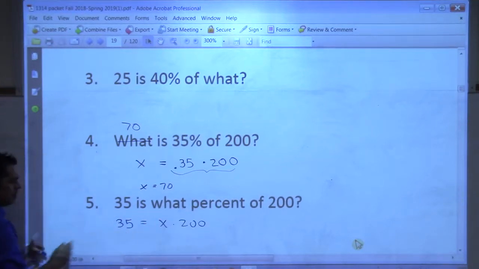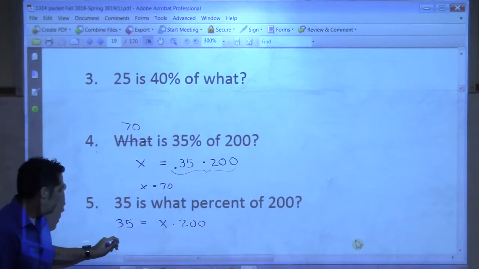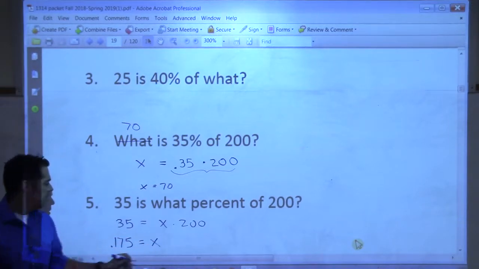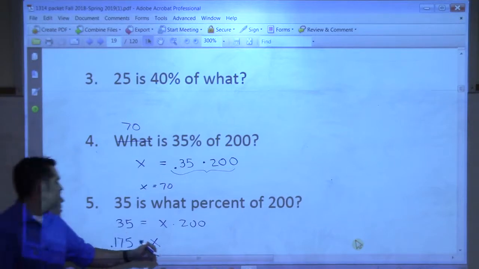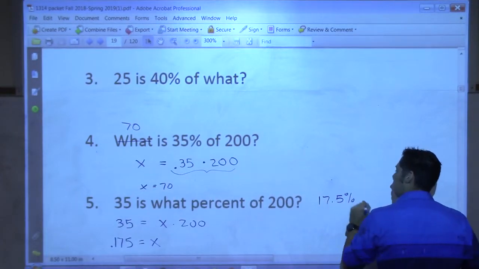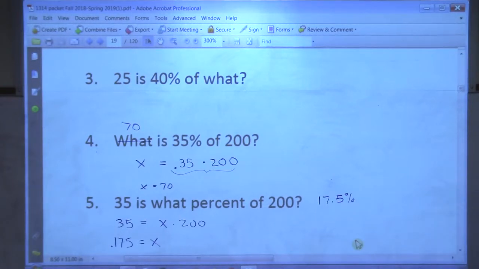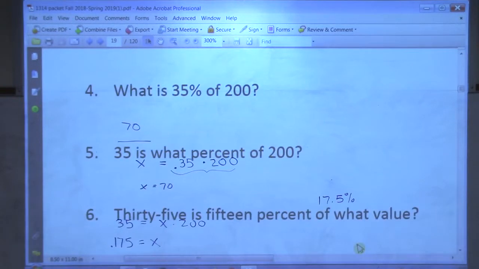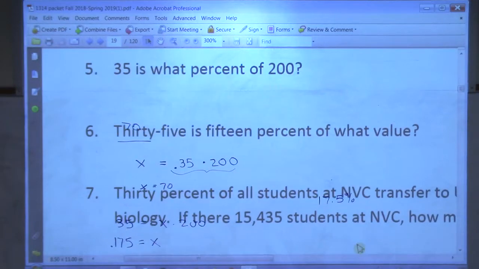Did anyone do this one yet? 35 divided by 200? 17 point what? Okay, so 0.175 is what you get when you solve for x. And then you convert that to a percentage, so the answer to this would be 17.5%. All right. Let's move on.